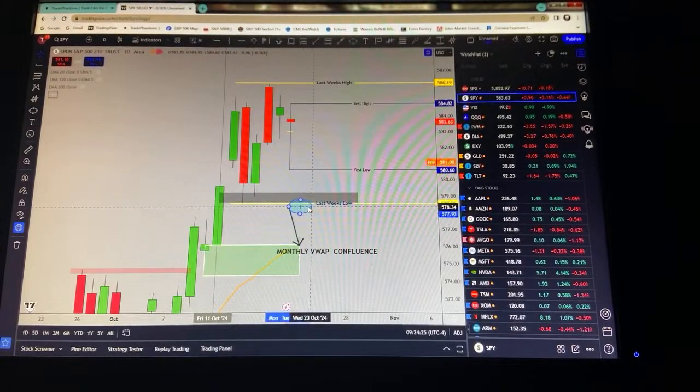I already mentioned that. We've got the monthly view up down here. Be careful, because if it breaks last week's low today, don't get so gung-ho on trying to short. There could be a liquidity sweep here. Things take time.